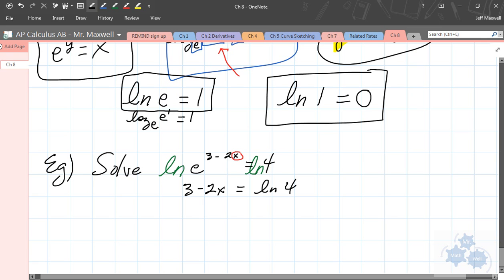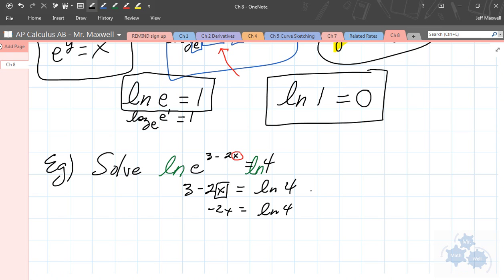All right, so now x is out of the exponential position. You can just solve for it like you normally would. So it would be negative 2x equals ln of 4. And notice I'm saying ln of 4. That's kind of slang for natural logarithm. You can say ln of 4. That's what us geeky math people do.